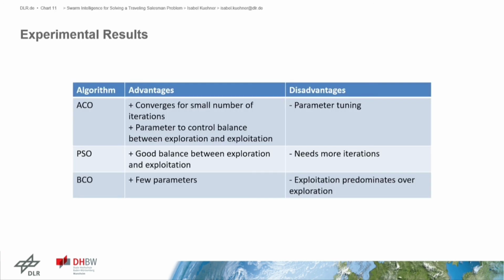To summarize the advantages and disadvantages, the ant colony optimization converges for a small number of iterations, and we have a parameter to control the balance between exploration and exploitation. A disadvantage is that you have a lot more parameters that need to be tuned. For the PSO, we have a good balance between exploration and exploitation, but the algorithm needs more iterations to converge. And the bee colony optimization has only a few parameters, which is good, but on the downside, exploitation predominates over exploration.